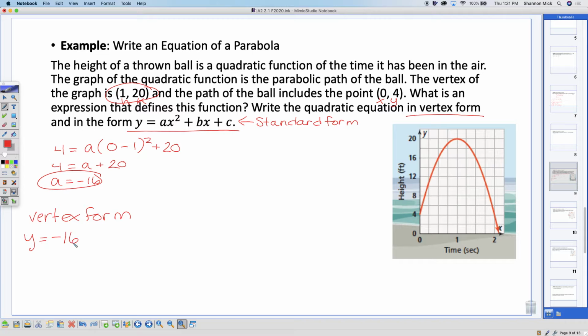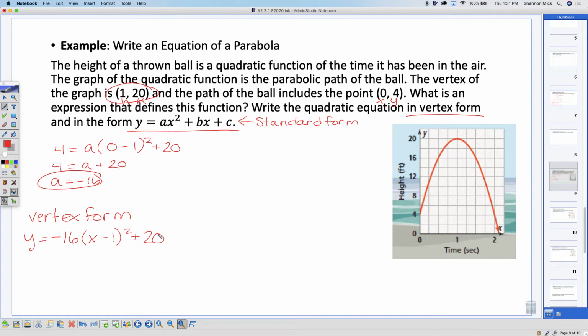Negative 16 times X minus 1 squared plus 20. Oh, vertex. Okay, yeah. It is negative 16 times X minus 1 squared plus 20. I was not thinking that. Okay, you guys had me scared. I was staring at the standard form like, that doesn't look right.